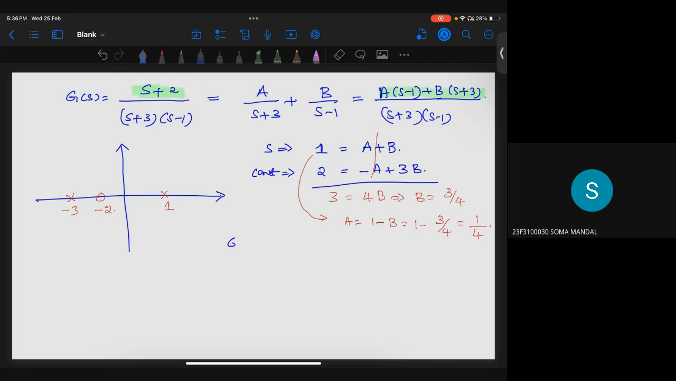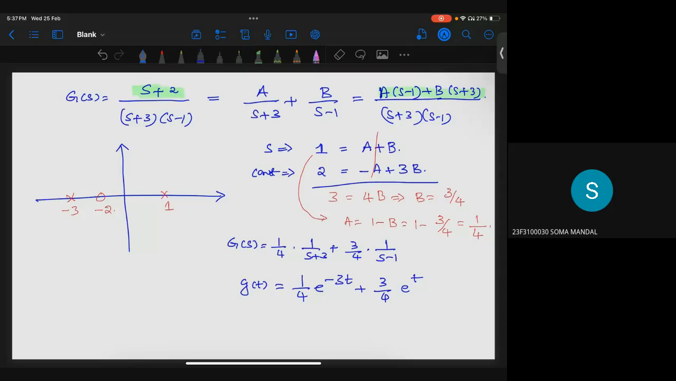So now g of s, how can I write? That is 1 by 4 multiplied by 1 by (s plus 3) plus 3 by 4 multiplied by 1 by (s minus 1). Now can you tell me g of t? e to the power minus 3t. So g of t is 1 by 4 e power minus 3t plus 3 by 4 e power t, correct?